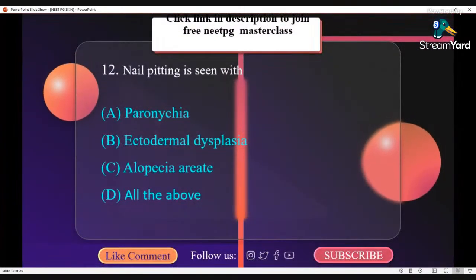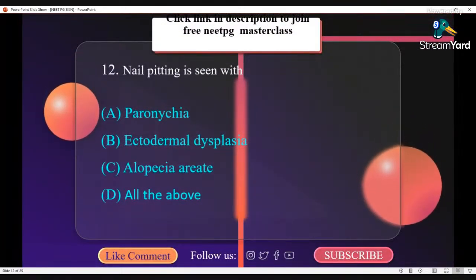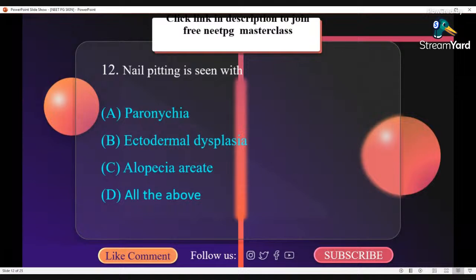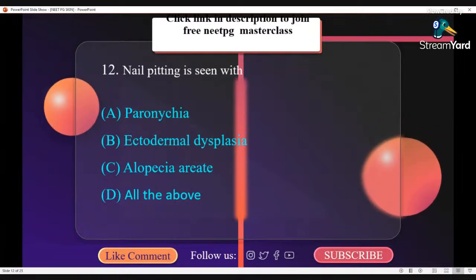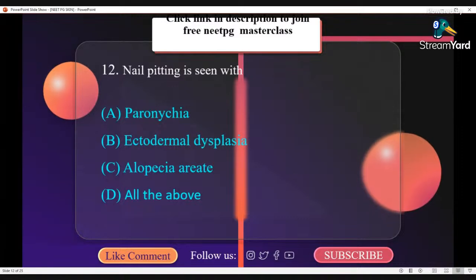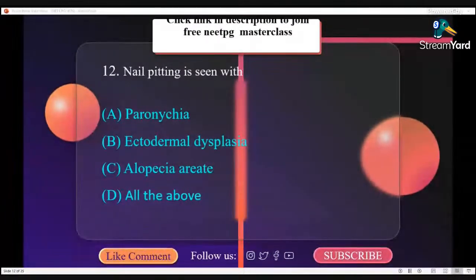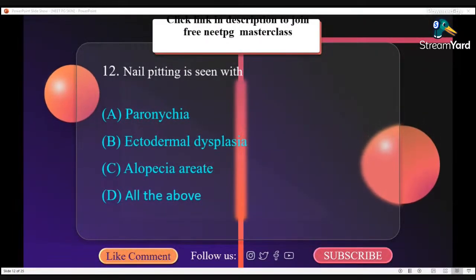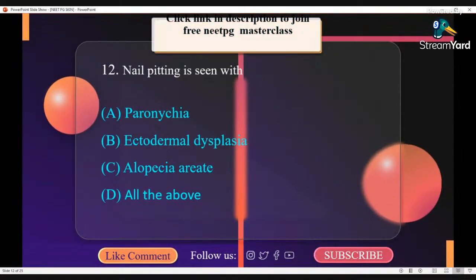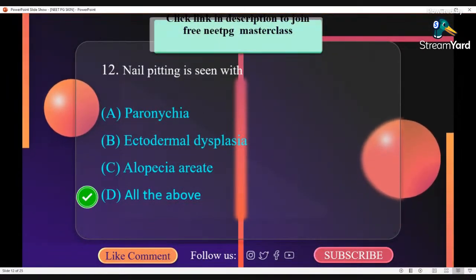Nail pitting is seen in A. Paronychia, B. Ectodermal dysplasia, C. Alopecia areata, D. All of the above. So nail pitting is seen in all of the above: paronychia, ectodermal dysplasia, alopecia areata. So the correct option here is D, all of the above.